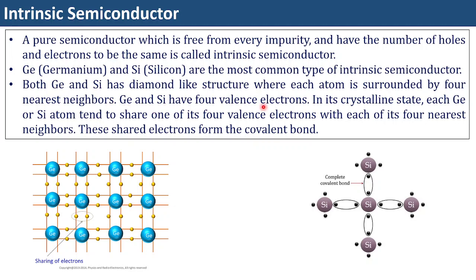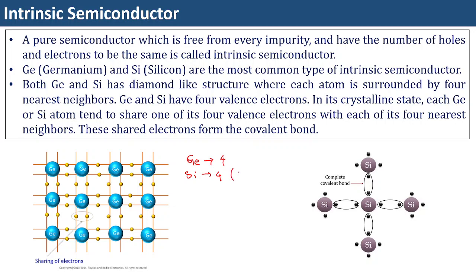Germanium and silicon have four valence electrons. In its crystalline state, each germanium or silicon atom tends to share one of its four valence electrons with each of its four nearest neighbors. Exactly how, or what does it mean? For example, germanium has a valency of 4. Silicon also has a valency of 4.